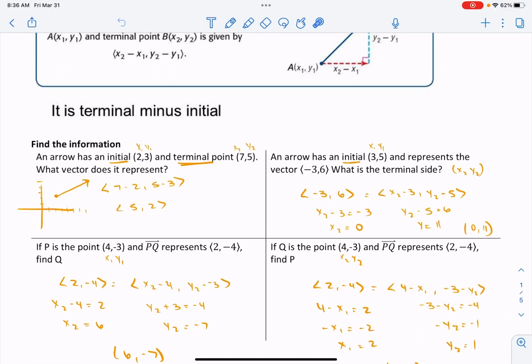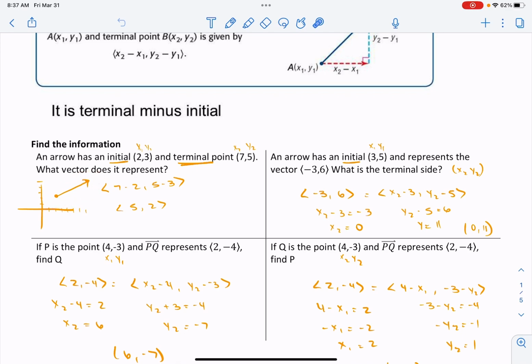Now notice here, it says an arrow has an initial point at (2, 3) and a terminal point at (7, 5). What vector does it represent? So the first thing we want to do is draw this vector so we know the direction. So notice this is at (2, 3) and (7, 5). So this is the direction. Now it's important to know where that vector lies because later on we're going to have to find the angle. And the angle will determine where the vector is at. So you do want to make sure you know how to do that.